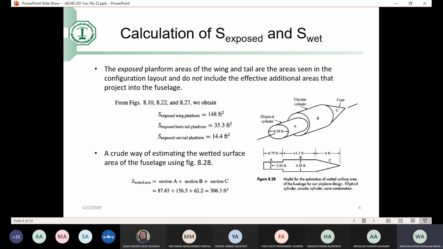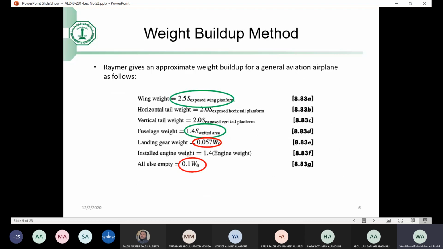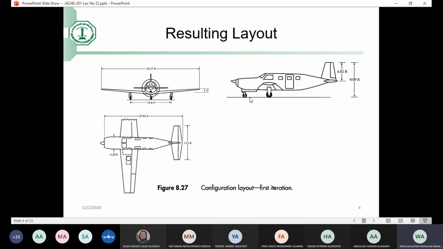Any questions here? Now, this is not always the case. Maybe in a military aircraft, the nose is not a cylinder, maybe it's another cone. So in that case, it will be one cone, one cylinder, and a third cone. Okay, so it depends on the configuration layout of the aircraft.